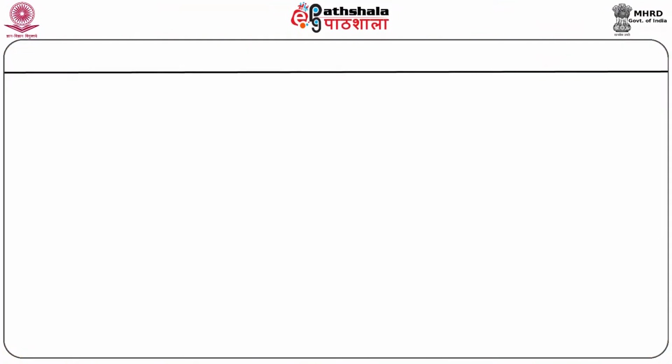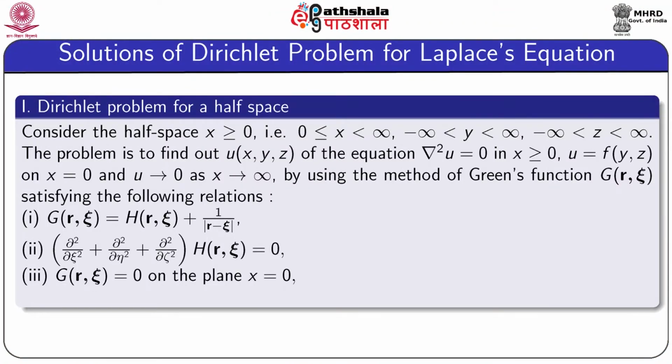First, we shall derive the expression for Green's function of Laplace equation in half space. For the derivation, we are going to the slide presentation. To describe the Dirichlet problem in a half space, we consider the half space x greater than or equal to 0, where x varies from 0 to infinity, and y and z lie between minus infinity and plus infinity.